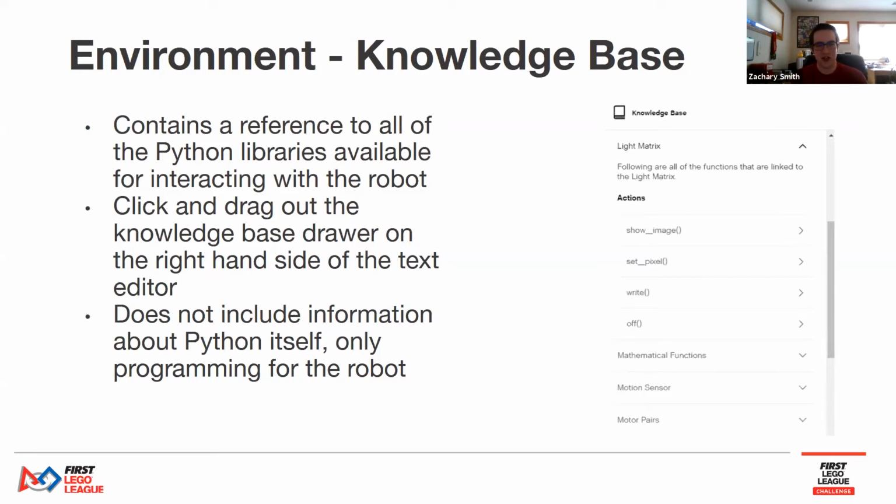So once you click and drag it out, you can just go through all the different things that it has available. And it does not include information about how to program in Python directly. It's only about the functions that are available in the Spike Prime flavor of Python, if you will. So if you're more curious about, for example, how for loops work, you will have to go to the internet for that, or while loops, assigning variables. This one is just going to show you how to create all the different parts of the robot, which we'll go into more detail later.